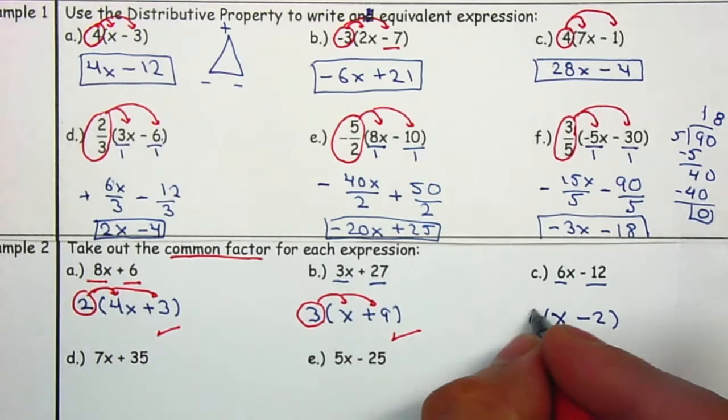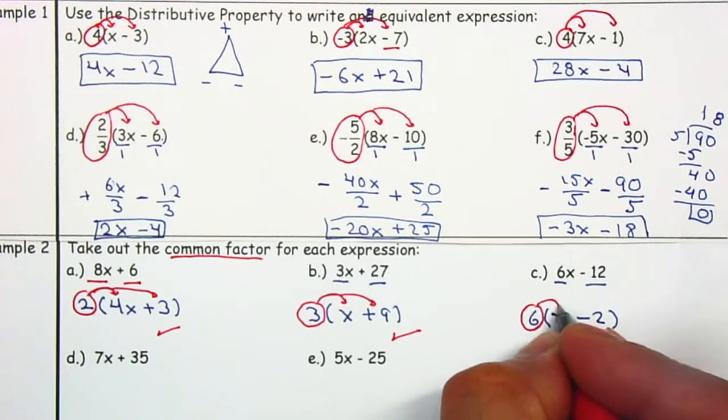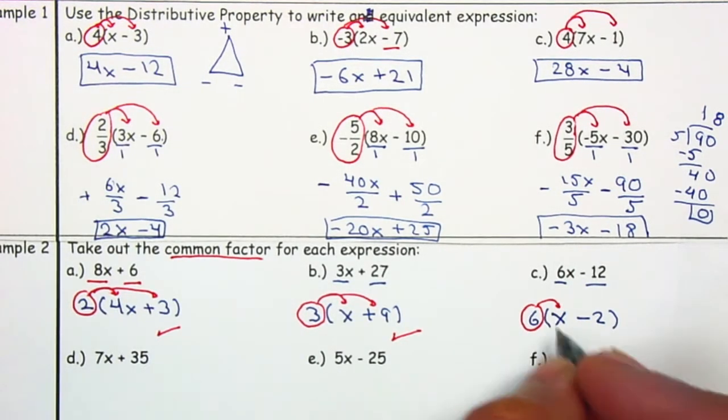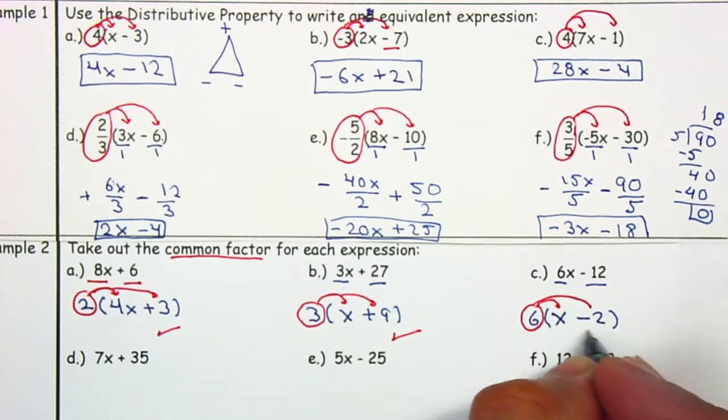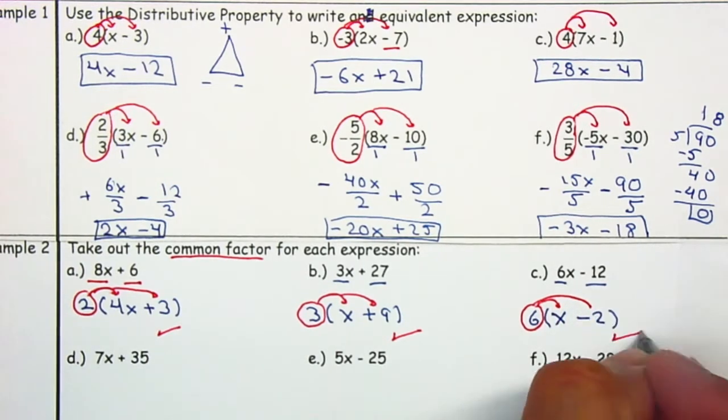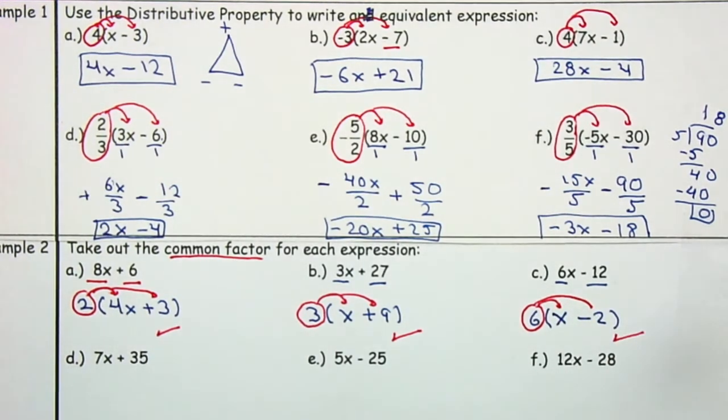I'm going to use my distributive property to double check. 6 times x, is that 6x? Yes. 6 times negative 2, is that negative 12? Yes. Go and try D, E, and F, see what you get, and then we can double check our answers.